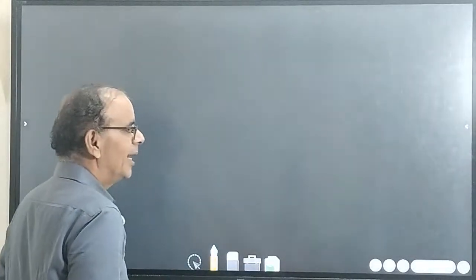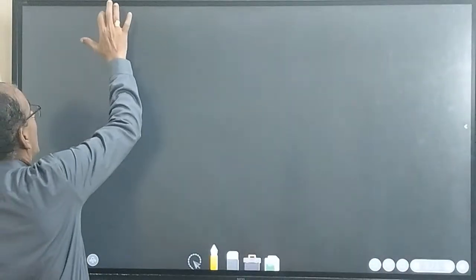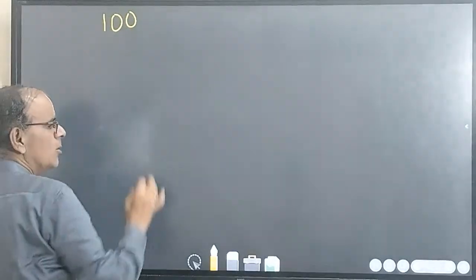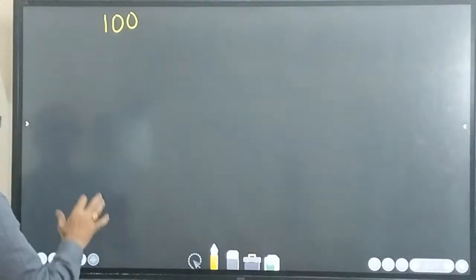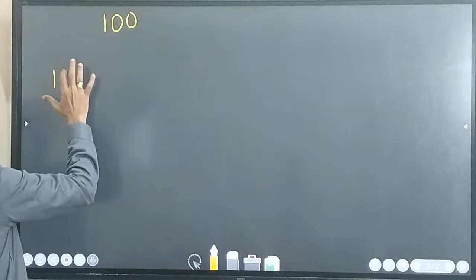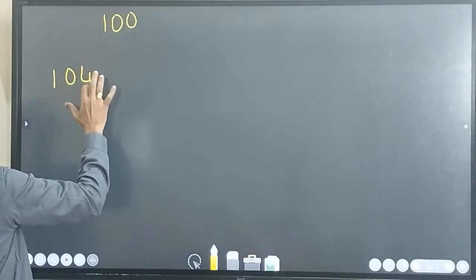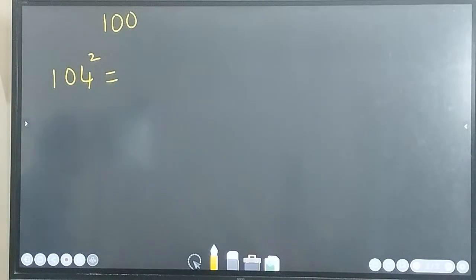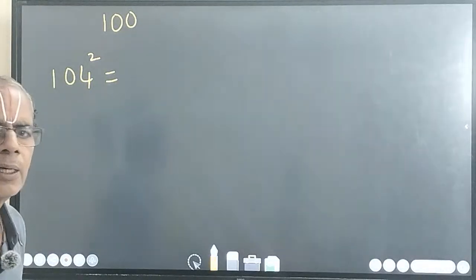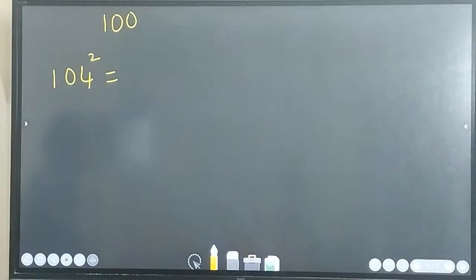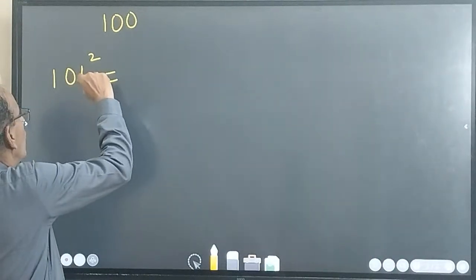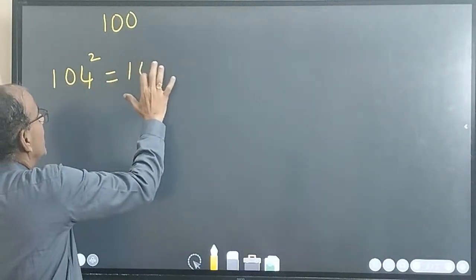Suppose 100. 100 consists of how many zeros? 2 zeros. Suppose I have to find 104 squared. Up to 109 squared I am doing. 104 squared. 104 is 4 above 100. What you do? 104 plus 4, you write 108.